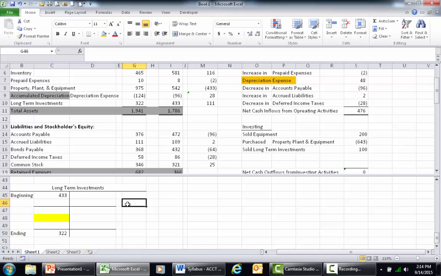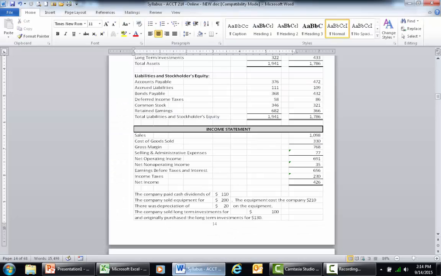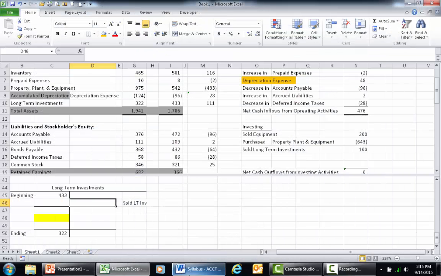And we're going to take off the sale. We sold long-term investments, and the problem told us that we paid $130 for those. So we take those off. Remember, we treat it like it's sitting in the vault with a price tag on it. When we bought it for $130, when we take it out, it still has that same price tag of $130 on it. We're going to subtract 433 minus 130. That gives us 303. If nothing else happened, our ending balance should be 303.